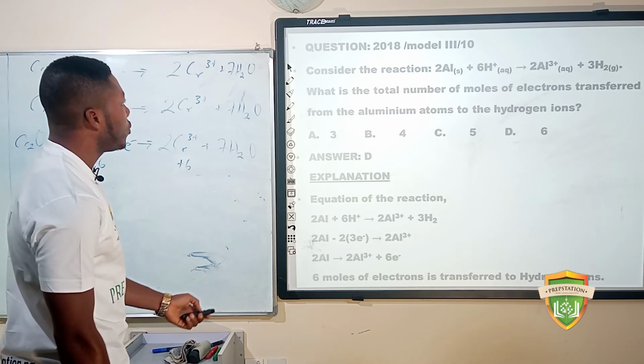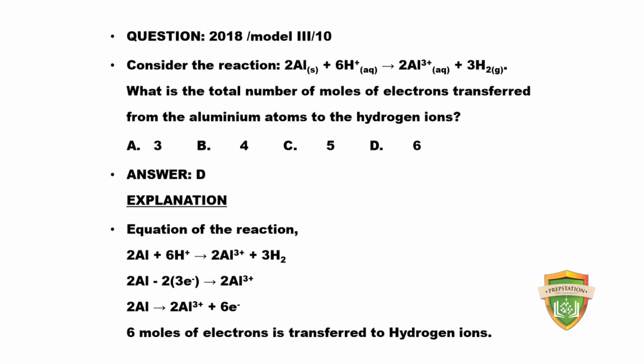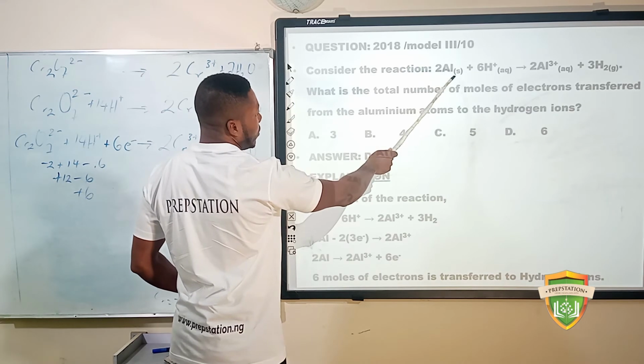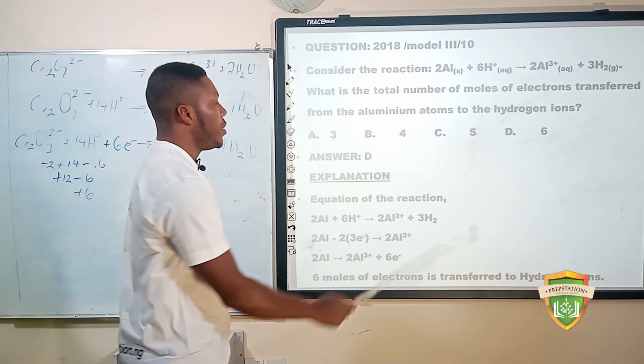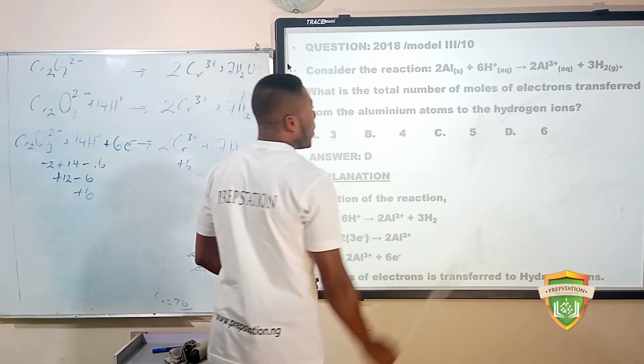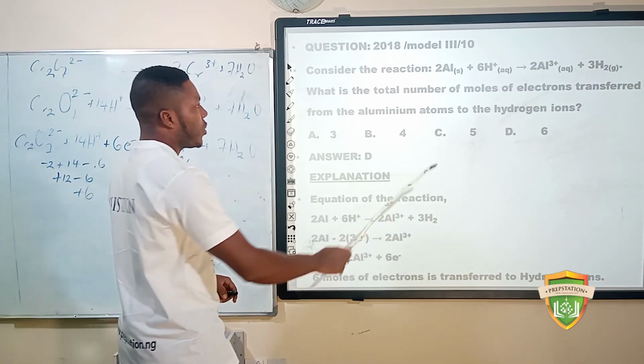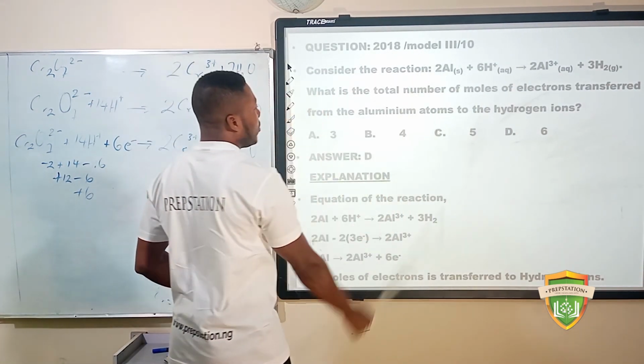Okay, next one, 2018 mock 3 question 10. Consider the reaction 2Al plus 6H+ arrow 2Al3+ plus 3H2. What is the total number of moles of electrons transferred from the aluminum atoms to hydrogen atom? This one is simple. Break the aluminum into a half equation. From 2Al to 2Al3+ is oxidation. So you balance it accordingly. If you multiply this out, 2 times 3 will give us what? Plus 6. So you need a total of 6 electrons to cancel the H+.